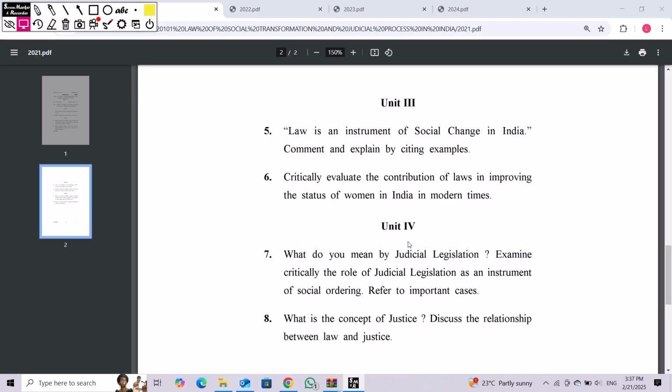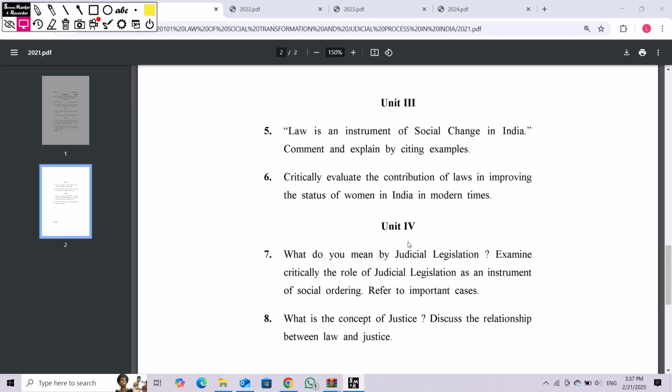And what do you mean by judicial legislation? Examine critically the role of judicial legislation as an important instrument of social ordering. Refer to important cases. And the next question is: what is the concept of justice? Discuss the relationship between law and justice. So these are the important topics from the paper of 2021.